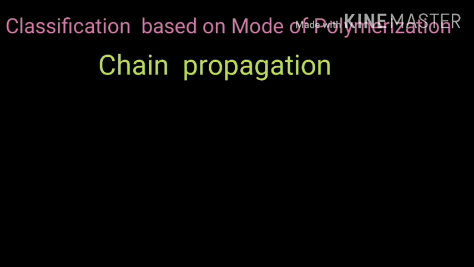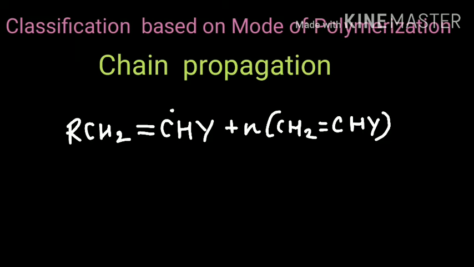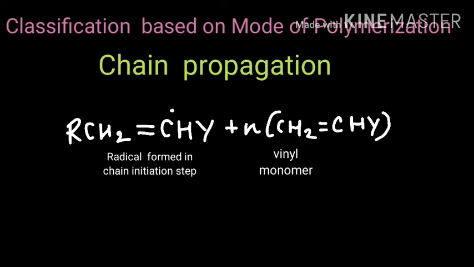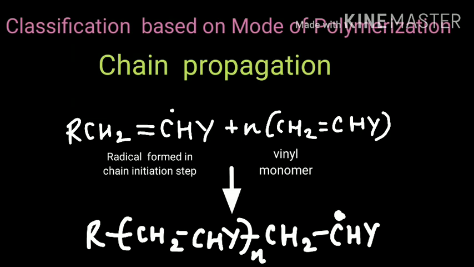The next step is chain propagation. Propagation means increasing in number. The new radical, which is formed in the chain initiation step, now reacts with vinyl monomer again to form a bigger size radical, which will further react with another monomer molecule, and this sequence is going to repeat very rapidly, thus giving rise to chain propagation. Since there is repetition of sequence, it leads to a high molecular mass radical.